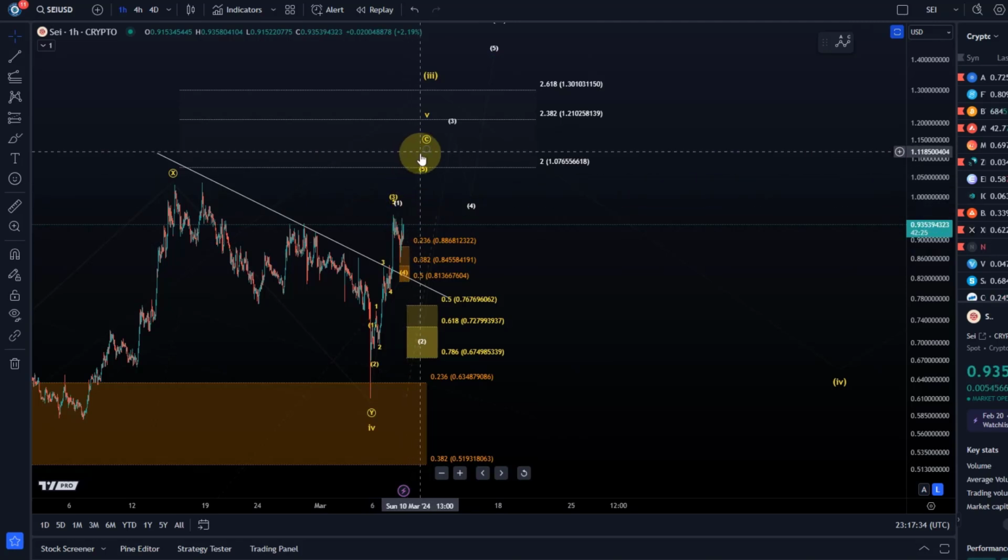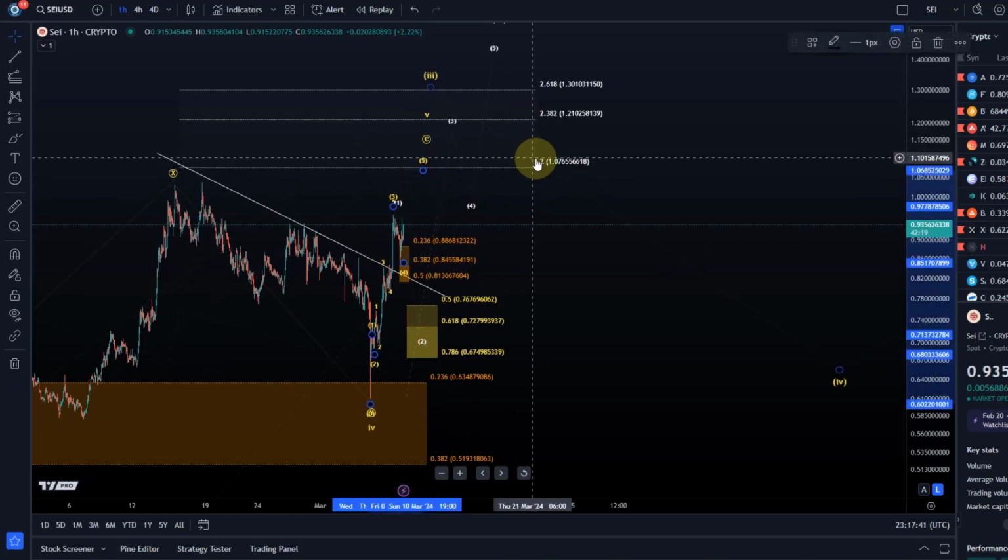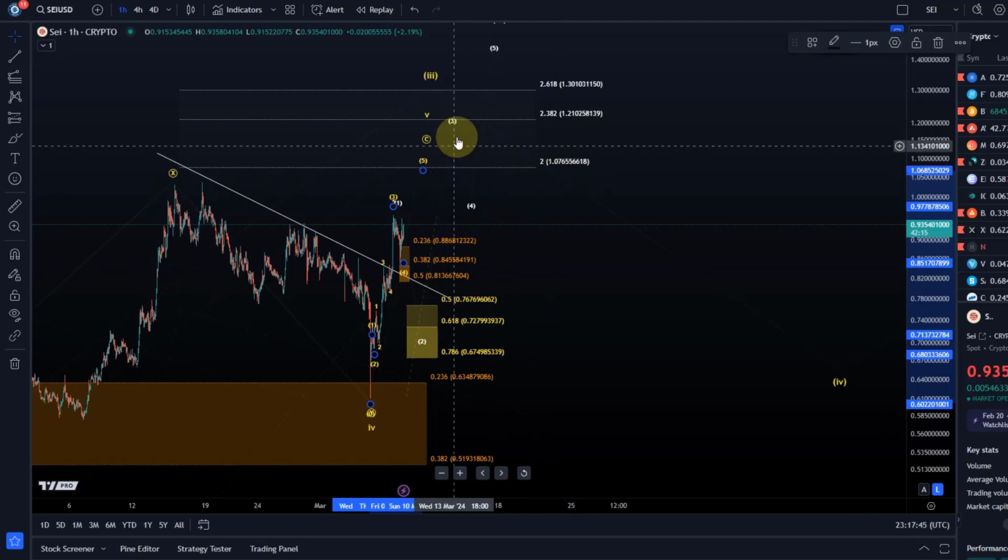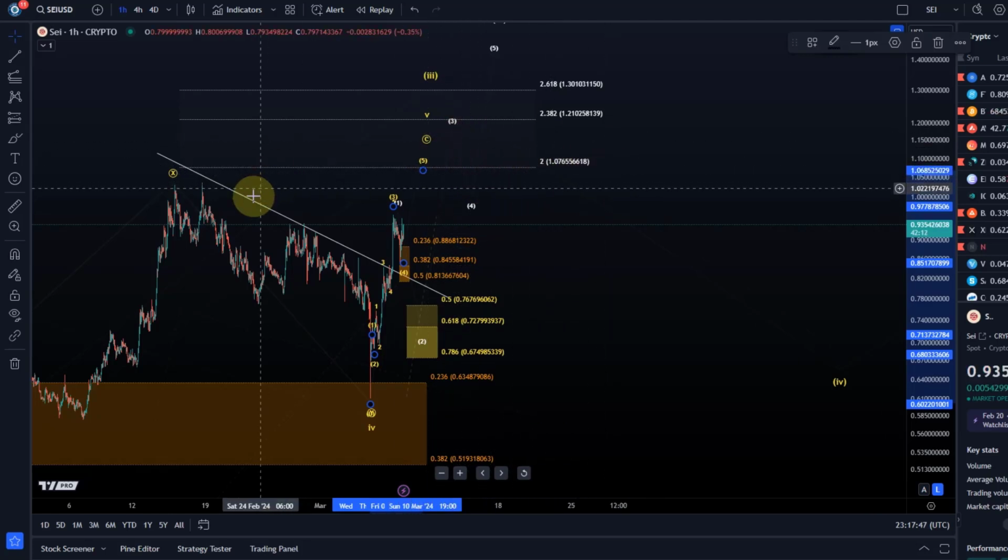Price seems to be again on the move. I would not be surprised if it does that 5th wave more directly, and then we take it from there. $1.07 is the next upside level to watch. $1.07 and $1.12. That's my update about SEI.